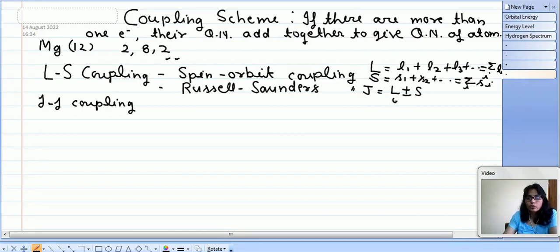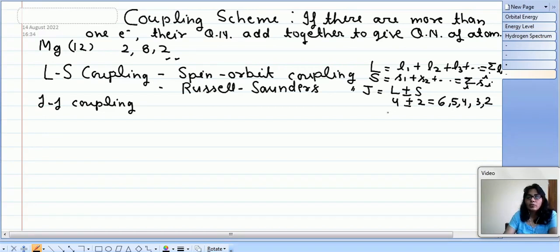Suppose L is equal to 4 and S is equal to 2. In simple mathematics, J would be 4 plus 2, which is 6. But that is not the case for the addition of quantum numbers. Here it will be 4 plus 2, 6, and then 4 minus 2, 2, and then we write all the values differing by 1, that is 6, 5, 4, 3, 2. So all these values are for J.